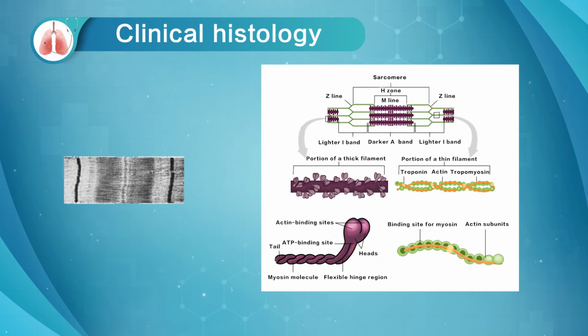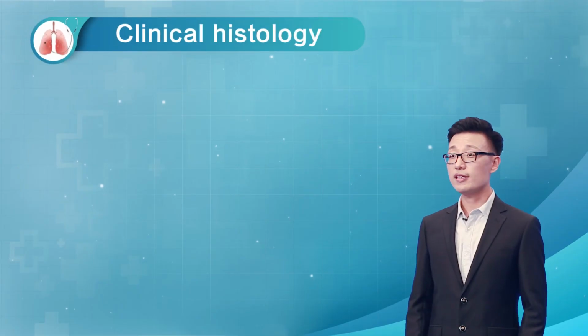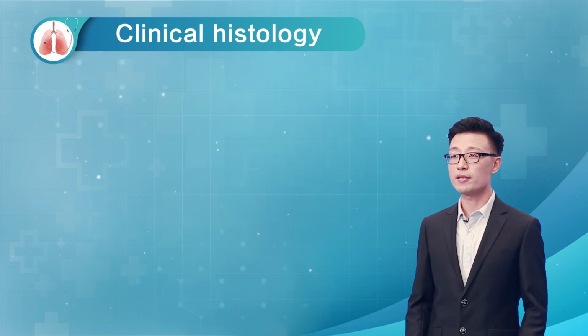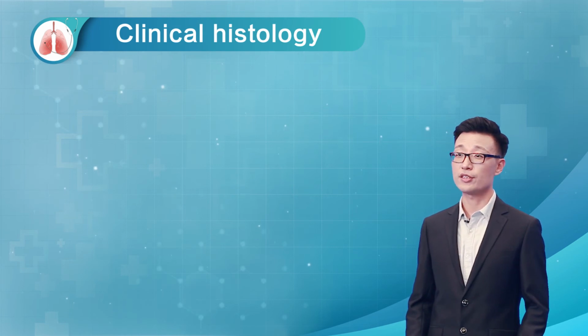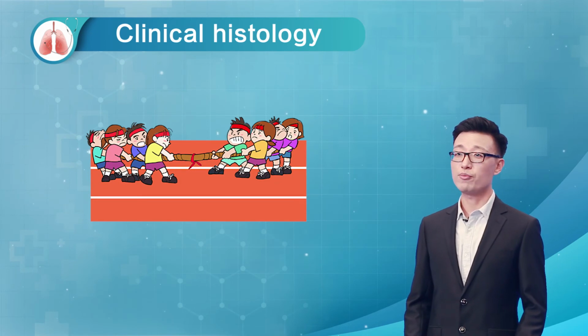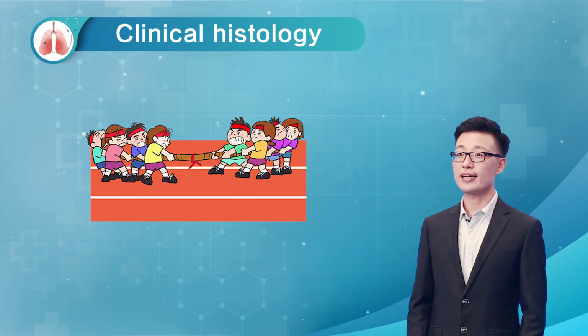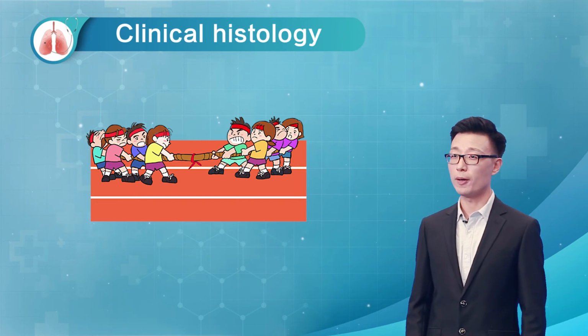When signaled by a motor neuron, a skeletal muscle fiber contracts as the myosin heads of the thick filaments bind to actin and pull the thin filaments. The movement of the myosin heads will drag the thin filaments towards the center of the sarcomere, which shortens the sarcomere and produces force at the same time. This process is somewhat like a tug-of-war.